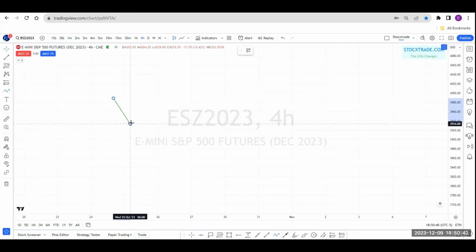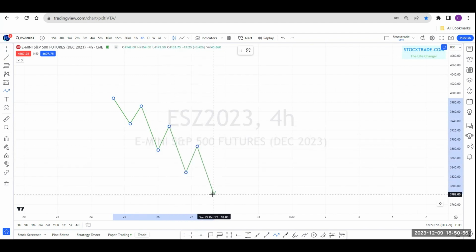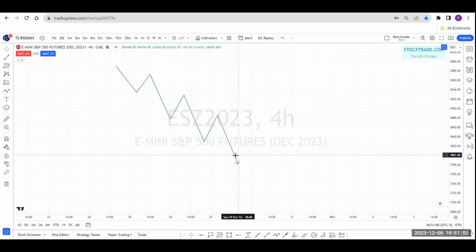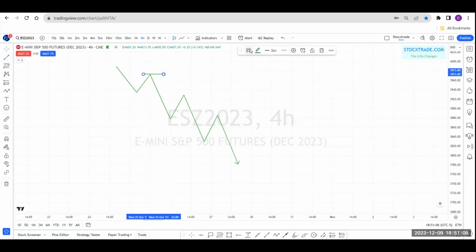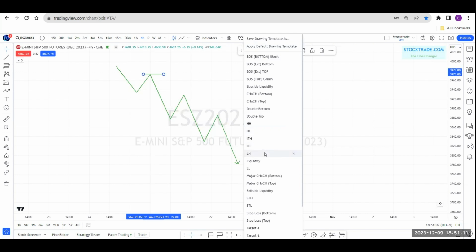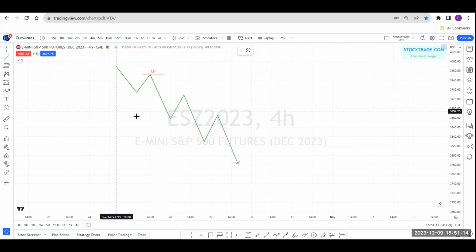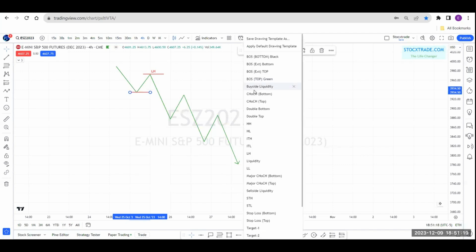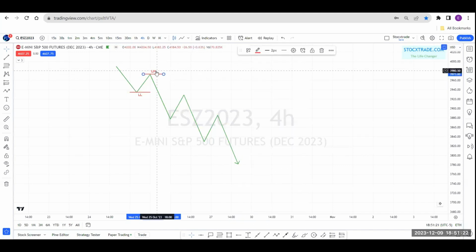Once the market is coming down, the market is creating a low. This is whatever high. This is your lower low. Then the market will create a lower high. Then the market is creating lower low, lower high, lower low, lower high, lower low. But there is one other scenario. This lower high, let me also show you here. This is your lower high, and this is your lower low.